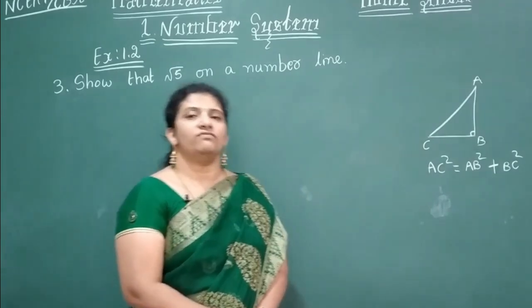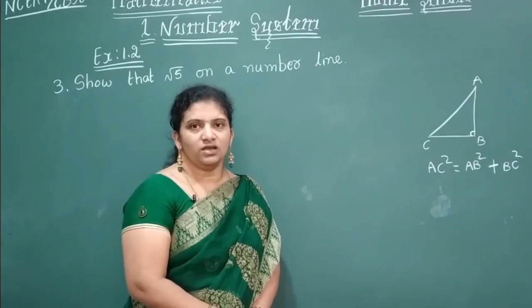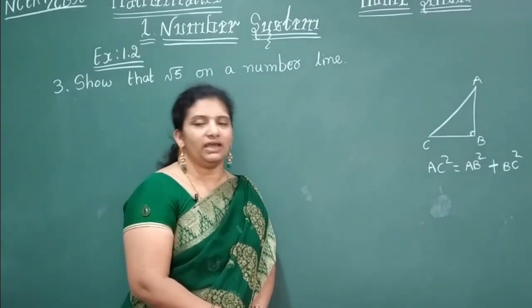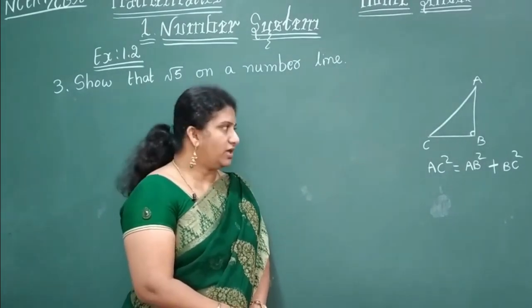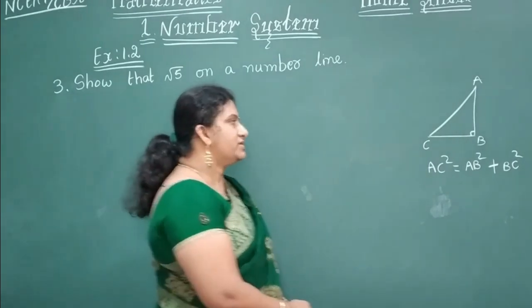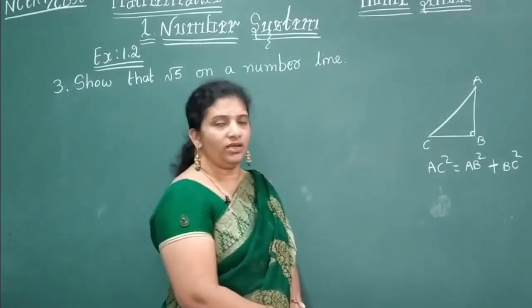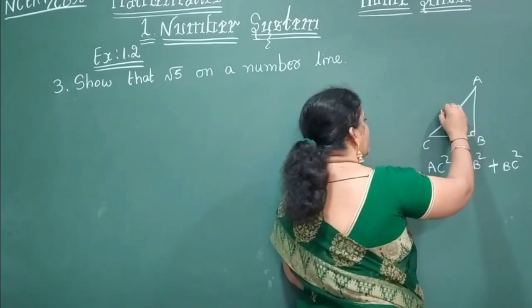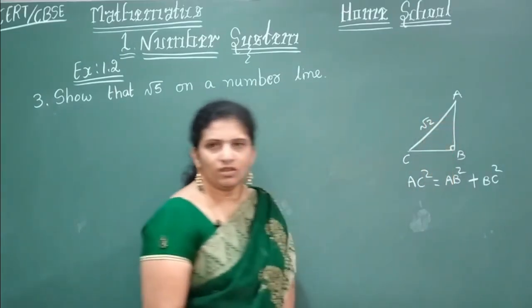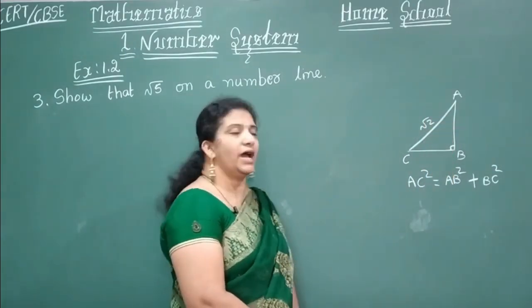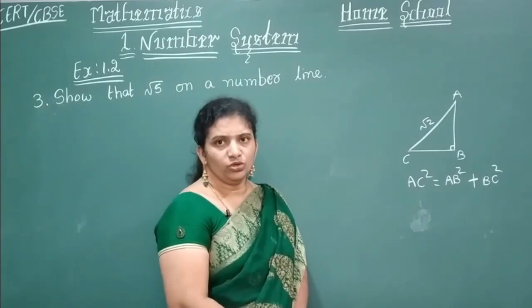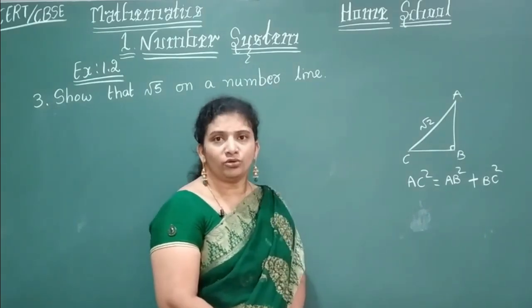So now children, why do we use this? How can we apply it on our number line? Let me show you here. Suppose you need to represent root 2, children. Suppose your hypotenuse is root 2. So, how do you get your root 2 value?